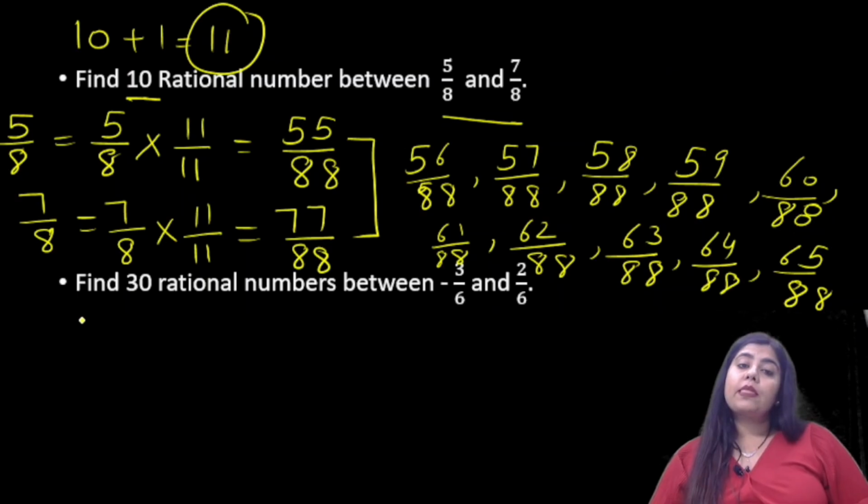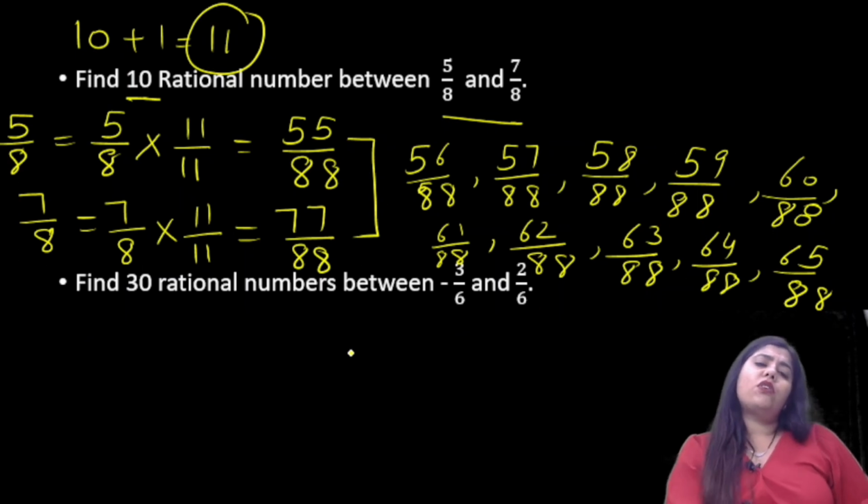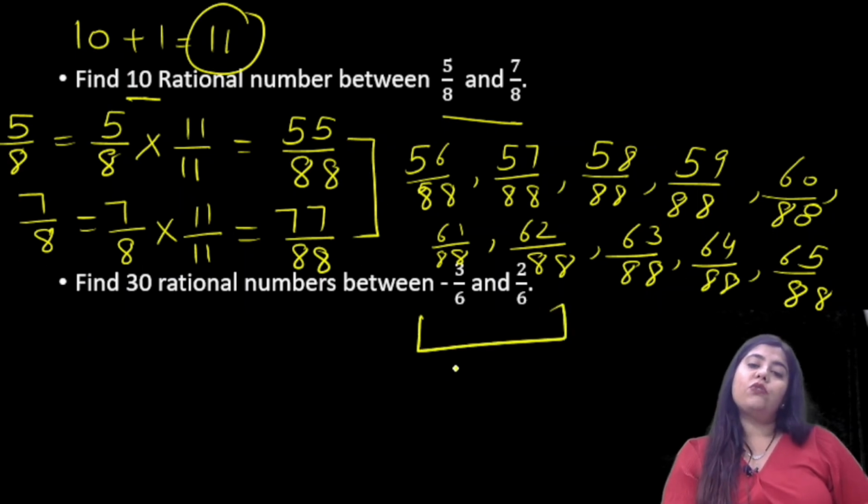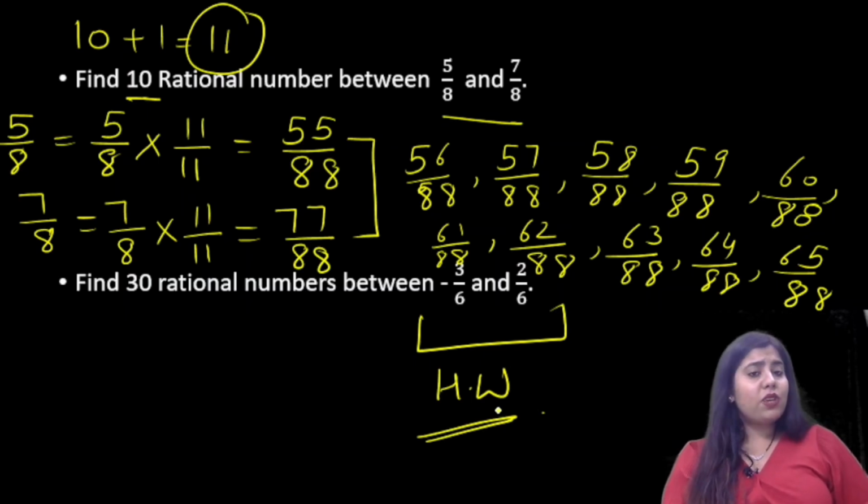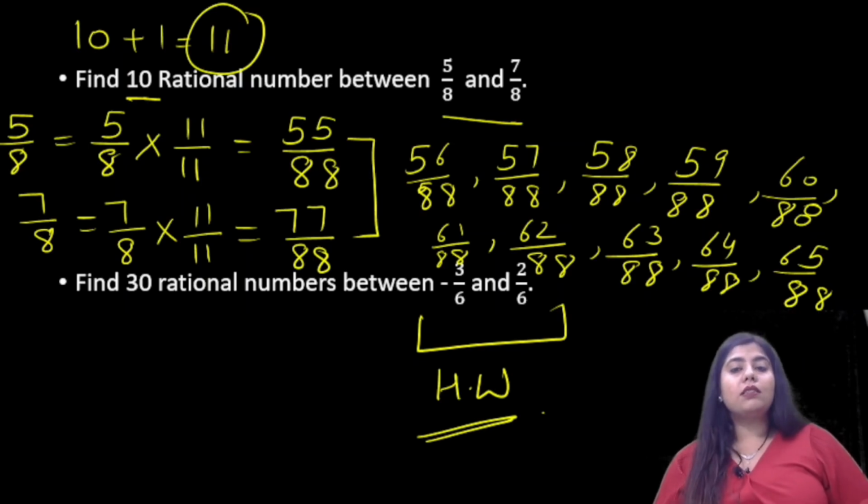In a similar way, the next question is you have to find 30 rational numbers between minus 3 by 6 and 2 by 6. This is your homework question. You have to do it on your own. Give it a try. If you find any problem in this, just write it in the comment box. I will let you know the answer.